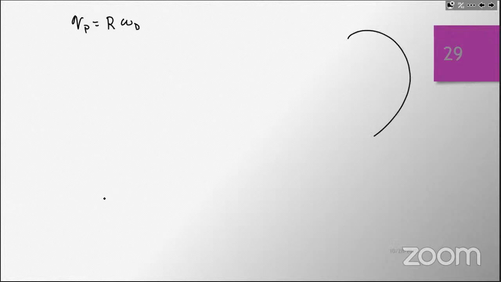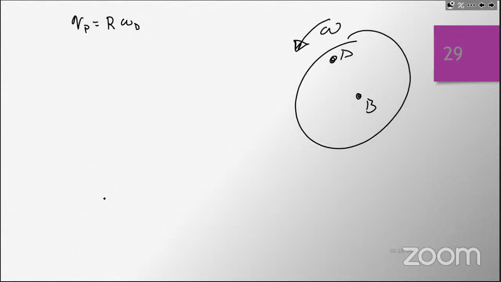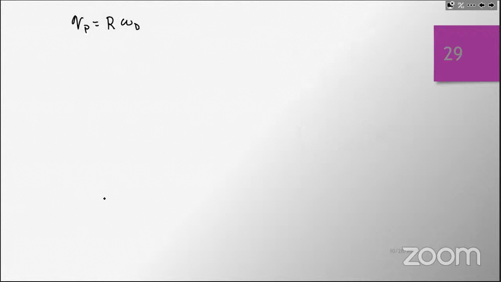Remember, the turntable looks like this. I've got some point here, this is point B. I know omega, and I want to know V sub P at this point in time. It's omega cross R. We're going to call that omega D, so R times omega D gives me 50 millimeters times 10, which is 500 millimeters per second.